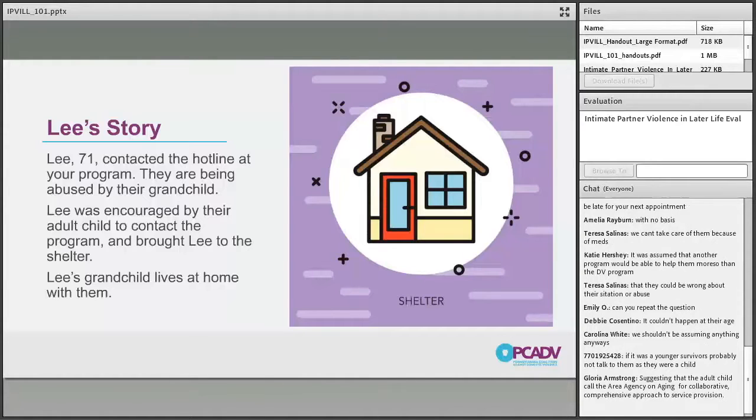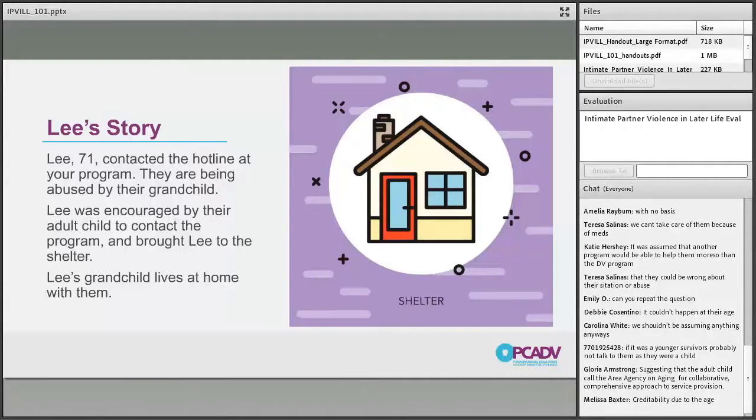Yeah, if it was a younger survivor that was presenting, we wouldn't be talking down to them like they're a child. Credibility due to their age, yep. Suggesting that the adult child call the AAA. That's a good alternative to the way that the advocates were talking about them.